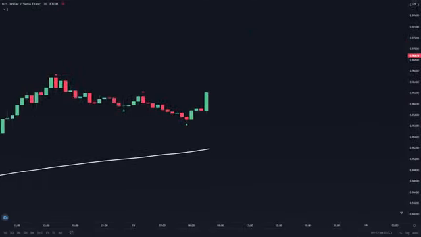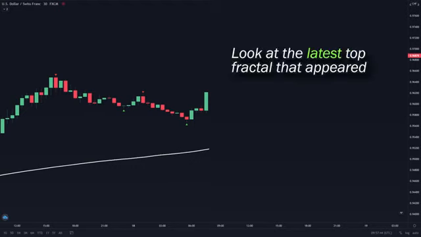So here's an example of the strategy in action. In this chart, we can see that the price is above the 200 EMA, and so you want to look at the latest top fractal that appeared.